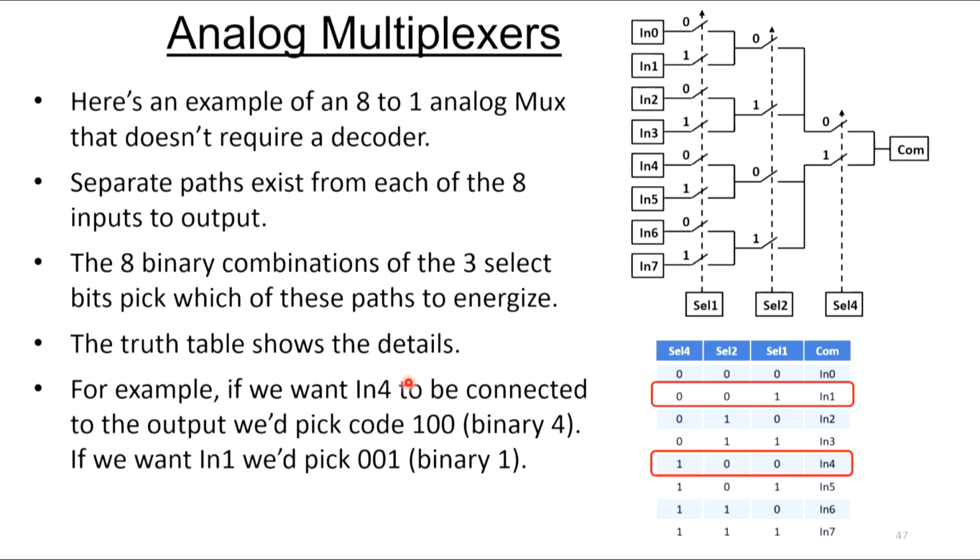If you wanted input number 4 here, well, we pick 1, 0, 0. So that would be 1, 0, 0, and we'd get to input 4 here. And if you wanted input 1, you'd pick 0, 0, 1. That would be 0, 0, 1. So you can see, this is just another example of how an analog MUX might operate, and this one doesn't need a decoder.